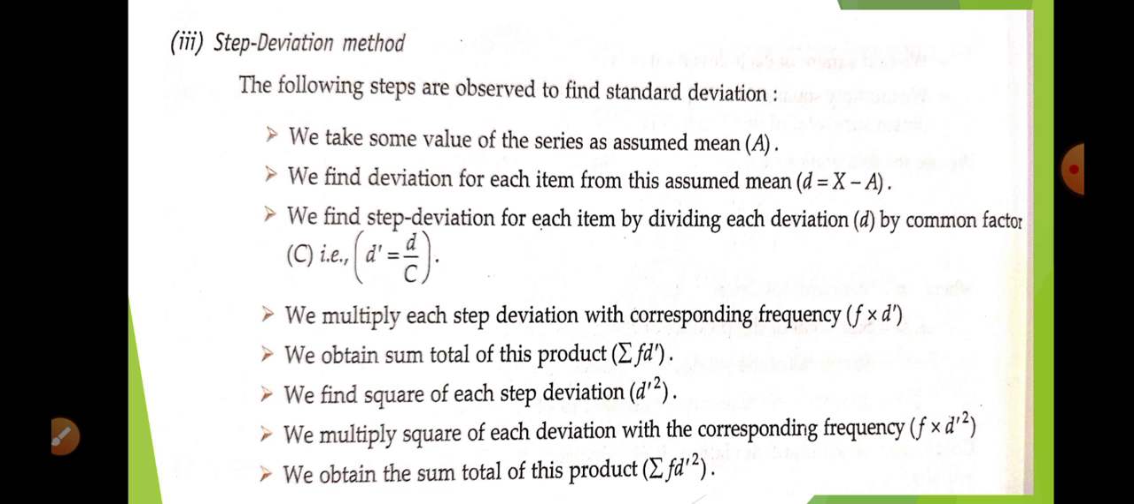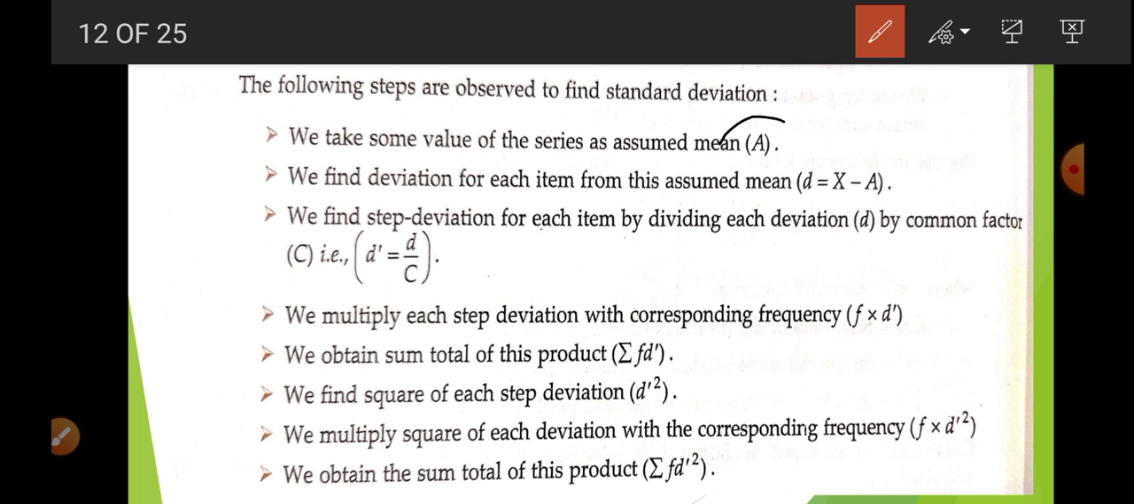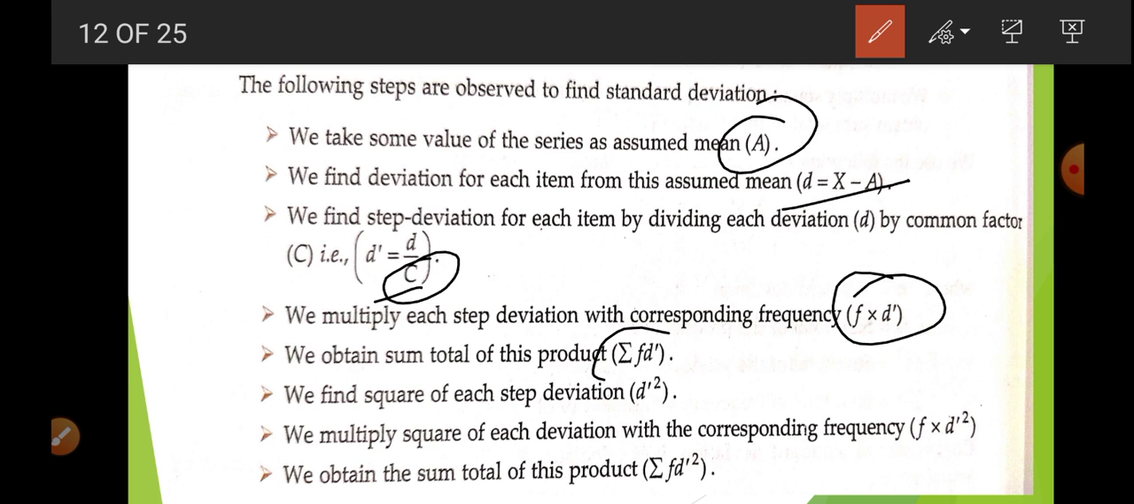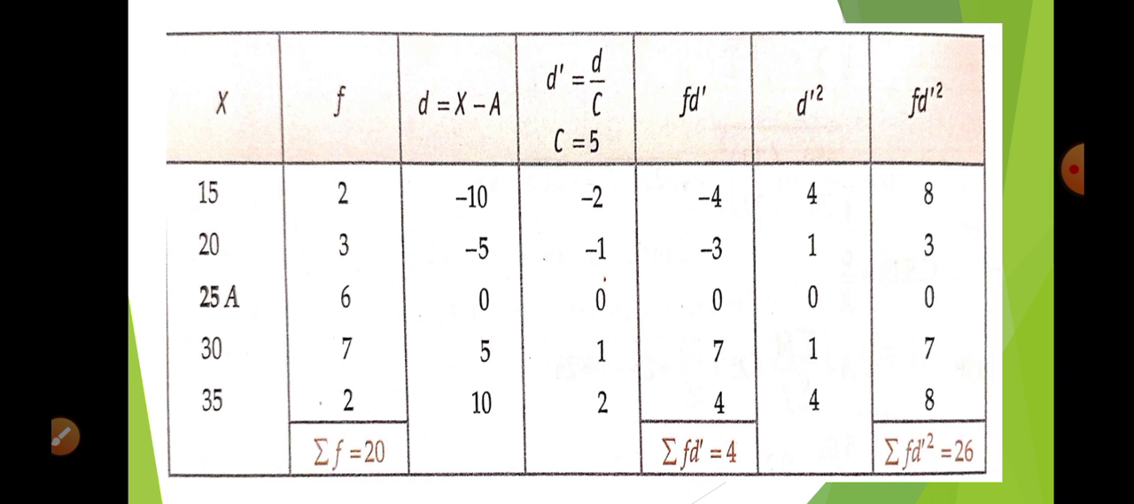Okay, now next is the step deviation method. What is the step deviation method? Take any number as the assumed mean, calculate the deviation d, then d dash, that is d divided by the common value. Then f multiplied by d dash, and do its sum total. Now calculate the square of each deviation, multiply it with the frequency, and do its sum total. Now we are going to do the same question with this method.